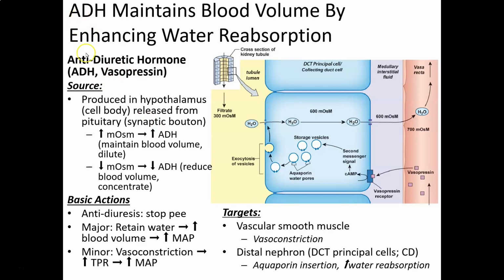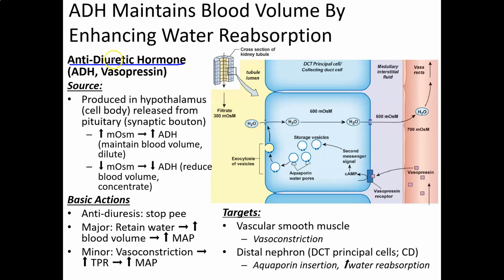ADH, as I said before, is one of our major water conservation hormones. One of the main effects of ADH is to maintain blood volume because it enhances water reabsorption. ADH has a couple names. It's got a number of different things we call it. First of all, the name most often used is antidiuretic hormone. That's where the ADH comes from.